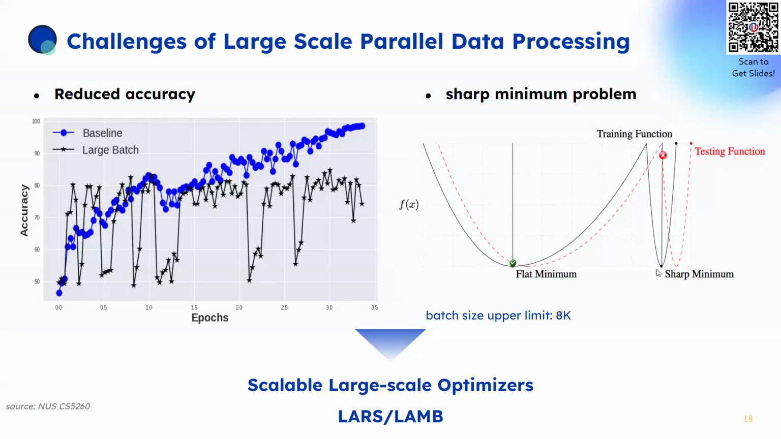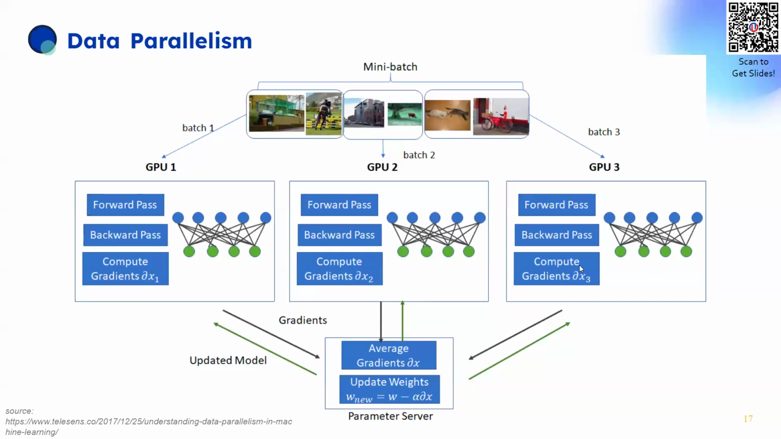Also, you see here, we increase the batch size by 10 times, and we are reducing the number of iterations by 10 times. So here, actually, we are also reducing the communication messages by 10 times. See? So large batch is more communication efficient.